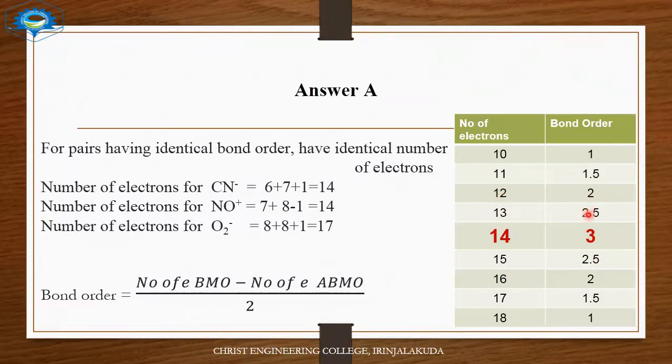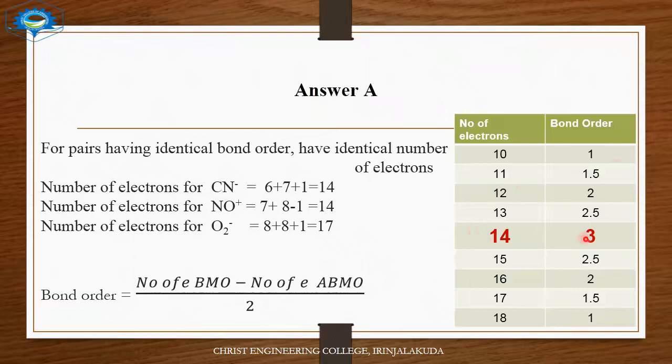If the number of electrons is 12, again 0.5 decrease, that is a total 0.5 decrease, then the value is 2. If 11, again 1.5. 10, 1. That is, in each step it decreases by 0.5. Similarly, 15, 2.5. 16, you have to remember 2. 17, it is again a decrease of 0.5, 1.5. 18, it is 1.